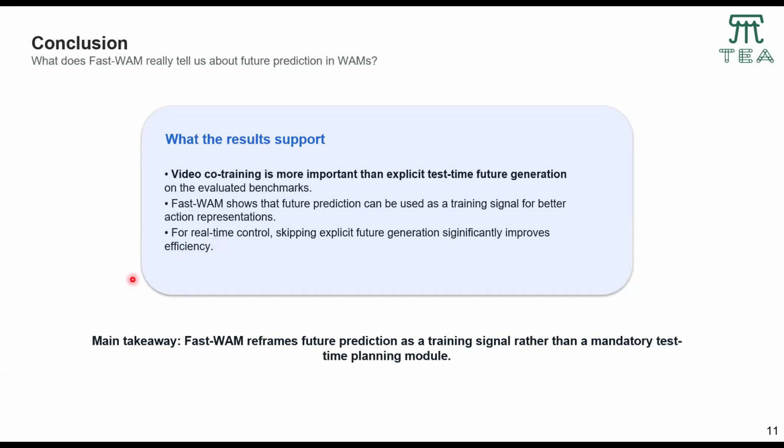So in general, in my view, the main takeaway is that this work changes how we understand the future generation in current world models. The future prediction may not need to be explicitly generated during the inference, but it can serve as training time supervision to learn a better latent world representation.